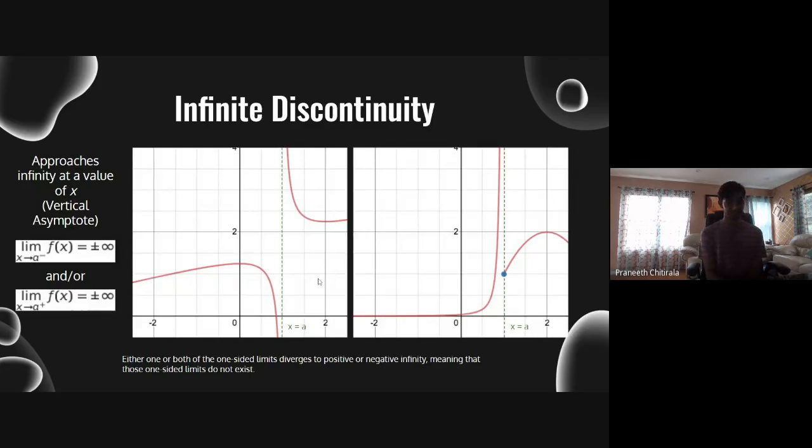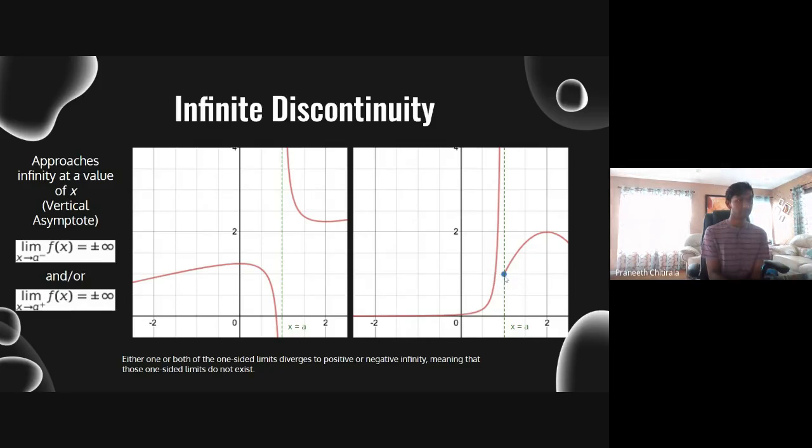Infinite discontinuities, on the other hand, show that either one of them, the left-handed limit or the right-handed limit, approaches positive or negative infinity. Basically, an infinite discontinuity approaches infinity at a value of x. It's also known as a vertical asymptote, and that should be a very familiar term by now. You can see that x equals a is an asymptote here, and x equals a is an asymptote here.